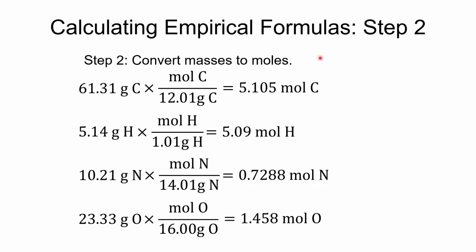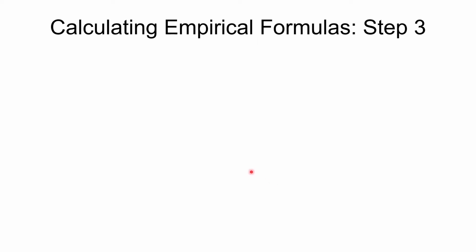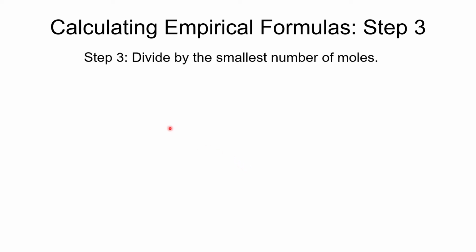The other thing that I want you to note is that we've got 4 different numbers over here, and step 3 involves taking each of these numbers and dividing by the smallest. Well, our smallest clearly of these is nitrogen. So we're going to divide each of those numbers by nitrogen. Doing that is going to give us the subscript in the formula.